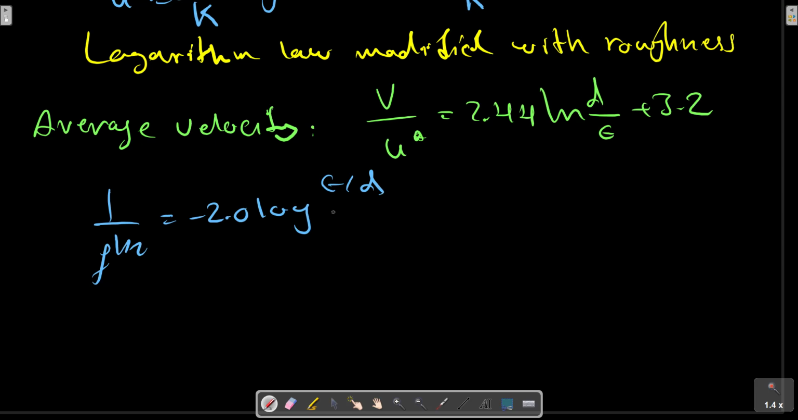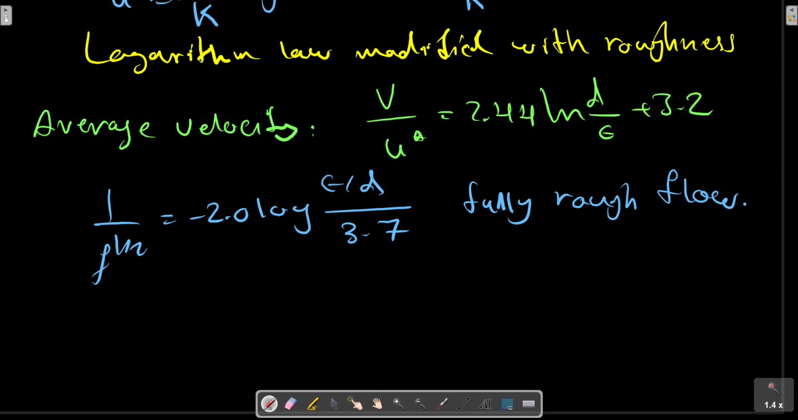Epsilon over D for fully rough. There is no Reynolds number effect, hence the head loss varies exactly as the square of the velocity in this case. Some numerical values of friction factor may be listed.